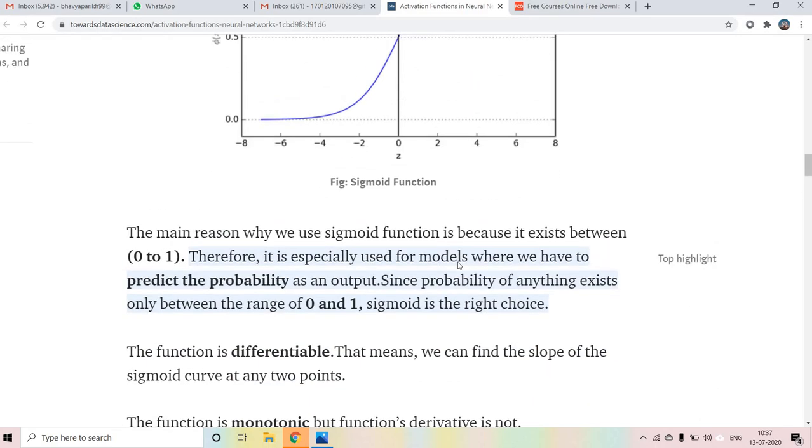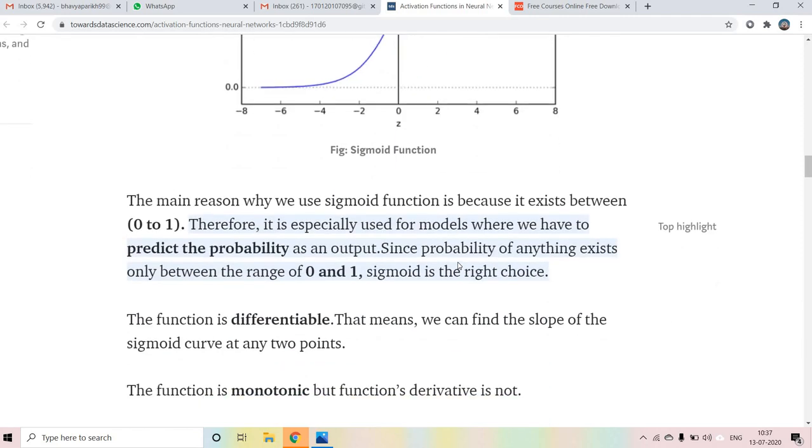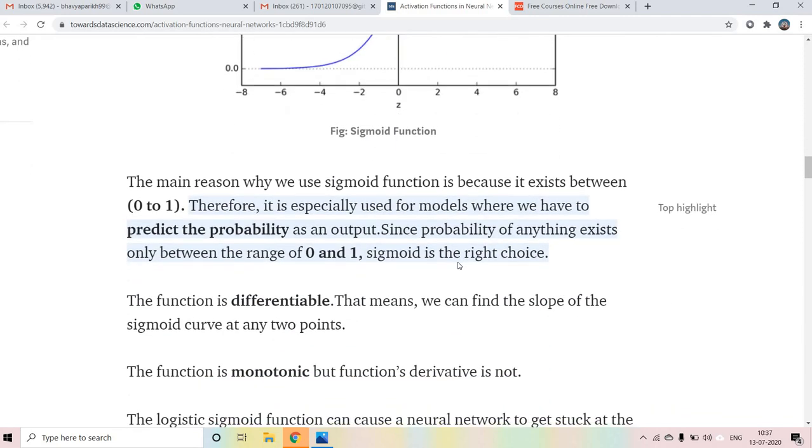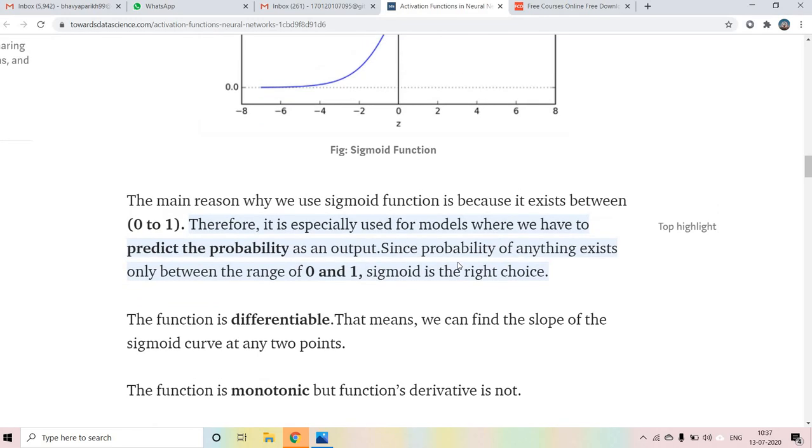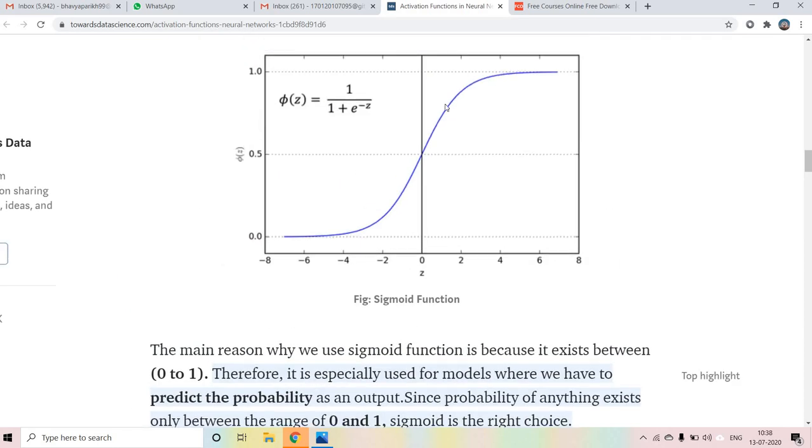This is a very good Towards Data Science blog, I think. I will put the link and you will understand better from it, since it covers all the activation functions, but I will be covering the derivation part also. Don't worry. Here they have mentioned that the function is monotonic but the function derivative is not. So it's saying that the function can be increasing or decreasing, as you can see from here, but the derivative is not.